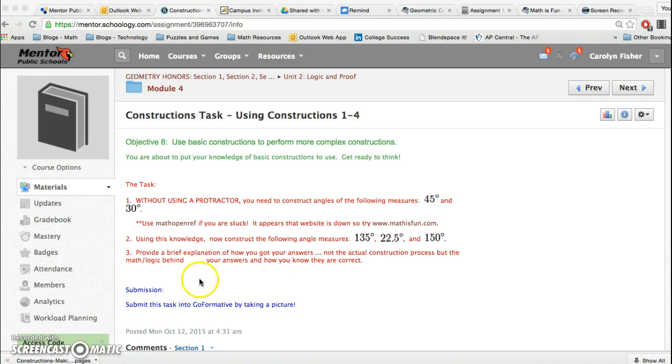Good luck. I am asking you to give me a quick explanation of what you did in terms of I added 2 angles to get this angle, or I took this angle and cut it in half, or cut it in half and then half again, whatever you did. Okay, so give me a quick little explanation after you do your construction. You don't have to give me step by step.